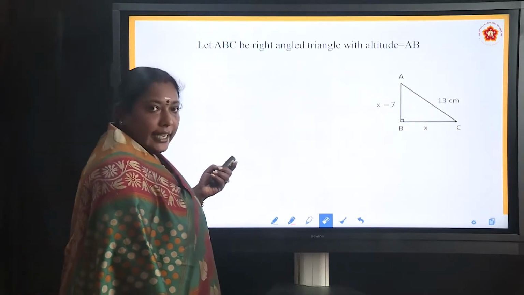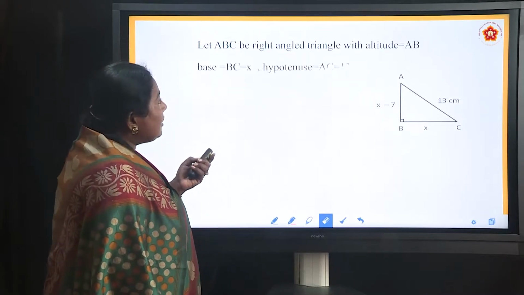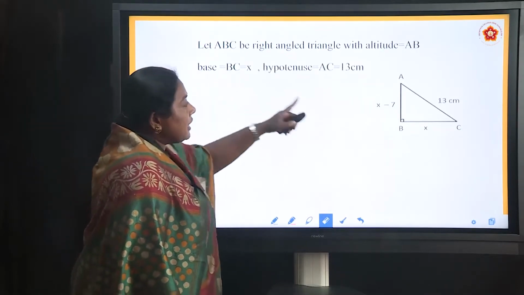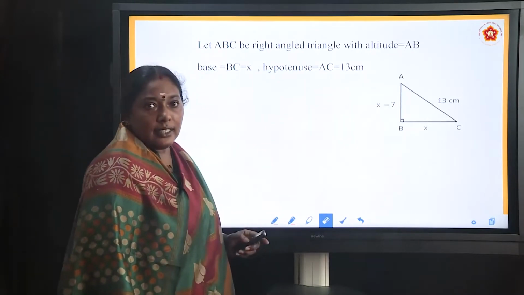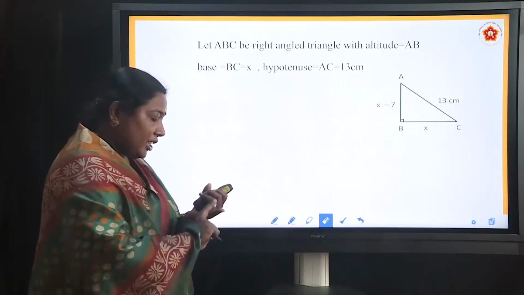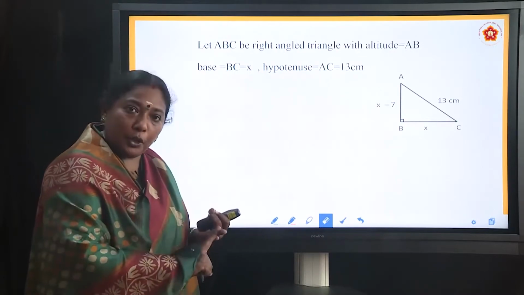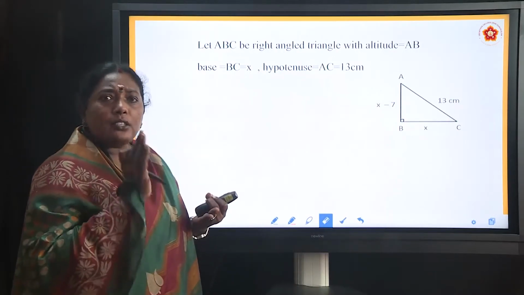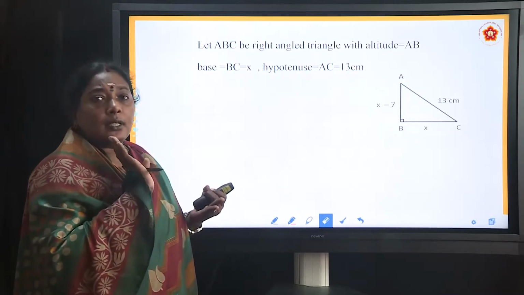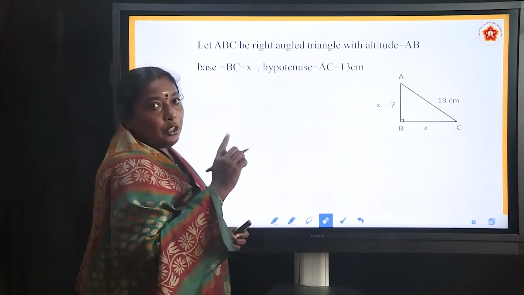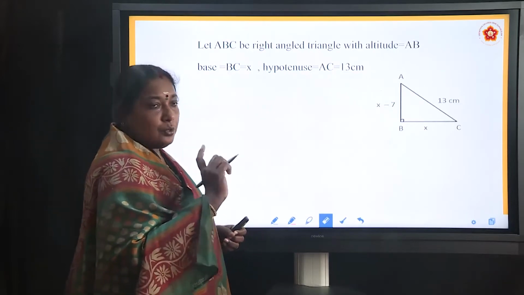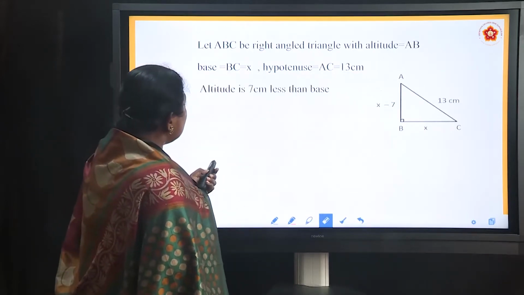ABC is a right angled triangle with altitude AB. Base BC is equal to x. Hypotenuse AC is equal to 13 centimeter. So they have mentioned right triangle, they have mentioned hypotenuse, then immediately your brain should tell that use the Pythagoras theorem, right? So what is Pythagoras theorem? Hypotenuse square is equal to sum of the square of the other two sides. So that is what we are going to use.